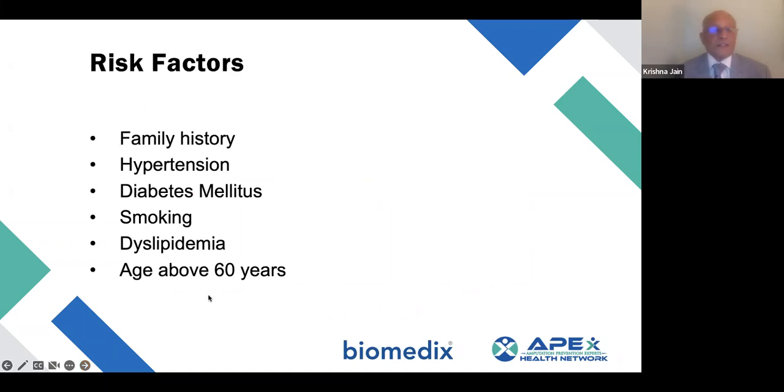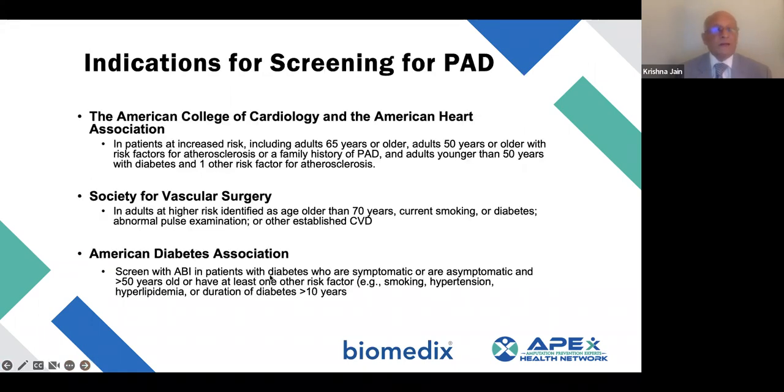The risk factors: the strongest risk factor may be family history, which is sometimes undercounted. If you have bad genes, you can't change them, unfortunately. Then hypertension, diabetes mellitus, smoking, dyslipidemia, and age above 60 years. All these are risk factors for peripheral arterial disease.